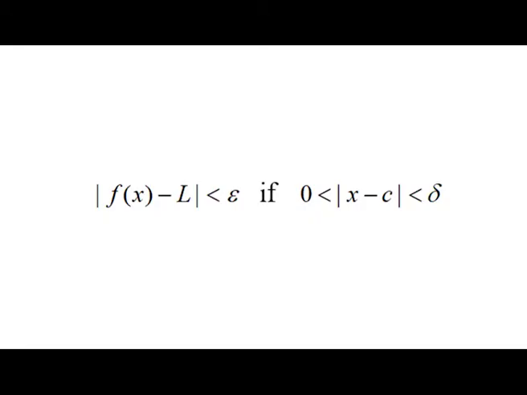Player A must respond to the challenge by coming up with a value of delta greater than 0 such that |f(x) − L| < epsilon if 0 < |x − c| < delta. If player A can always find a value of delta greater than 0 that works, then he or she wins, and the limit of f(x) as x approaches c is L is true.